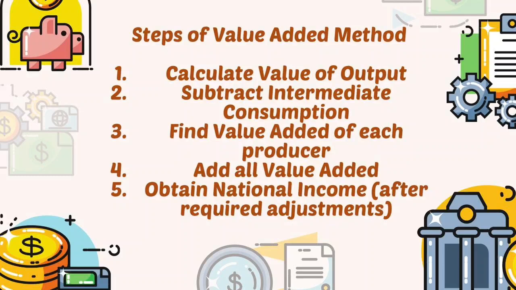Step 3. Calculate value added using the formula. Value added means value of output minus intermediate consumption. Step 4. Repeat this calculation for every producer in the economy. Step 5. Add the value added of each producer. The total gives you the national income or gross value added before any further adjustment if required in advanced questions.